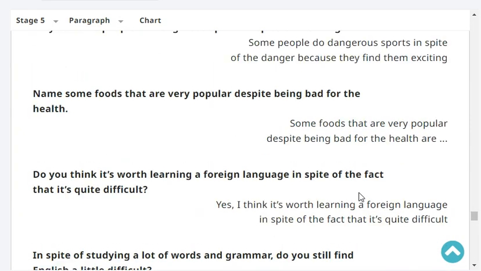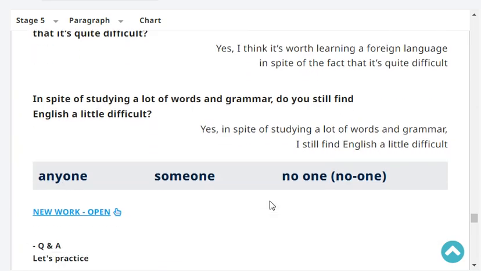Okay, next. Do you think it's worth learning a foreign language in spite of the fact that it's quite difficult? Yes, I think it's worth learning a foreign language in spite of the fact that it's quite difficult. Very good.